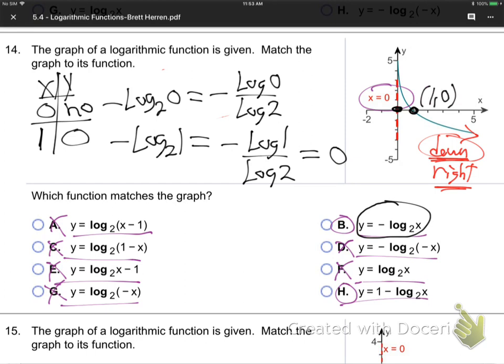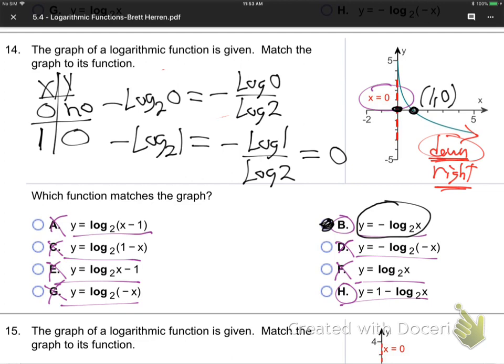Over 1, up 0. Beautiful. Yep, that's our graph. See how that point is hitting the graph? It's on the graph perfectly. Over 1, up 0 is right on the graph. So that's it. We've got it. So it would be? The answer is B.